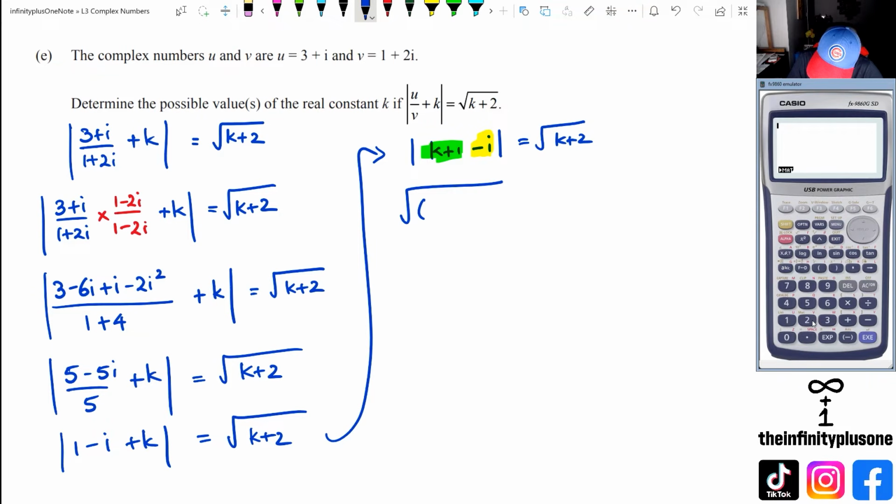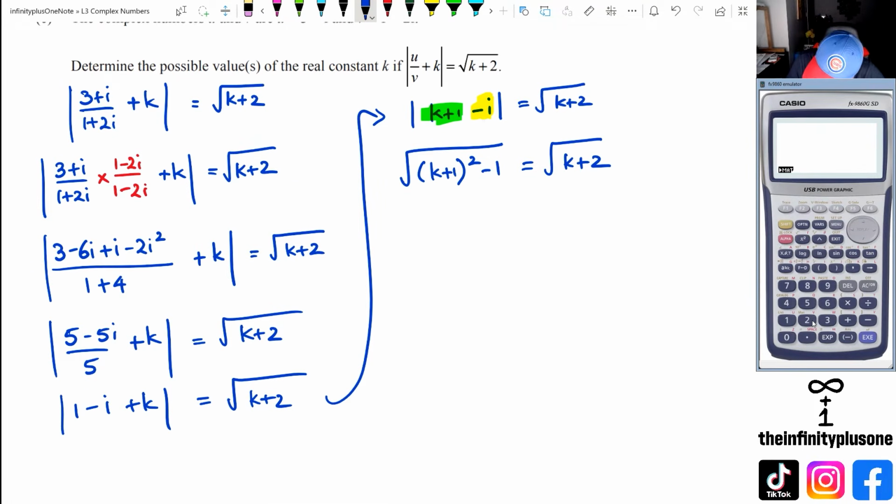So this is going to end up looking like (k + 1) squared minus 1 equals the square root of k + 2. Sorry, that should be plus negative 1 squared. Let me just redo that. So I've got the real part squared plus the imaginary part squared, and that's going to give me my modulus. I can get rid of the square root symbols here because there are square root symbols on both sides. So it's going to be (k + 1) squared plus 1 equals k + 2.